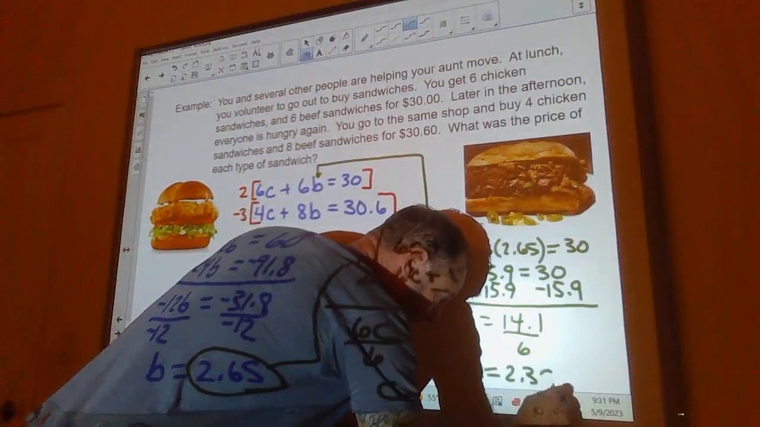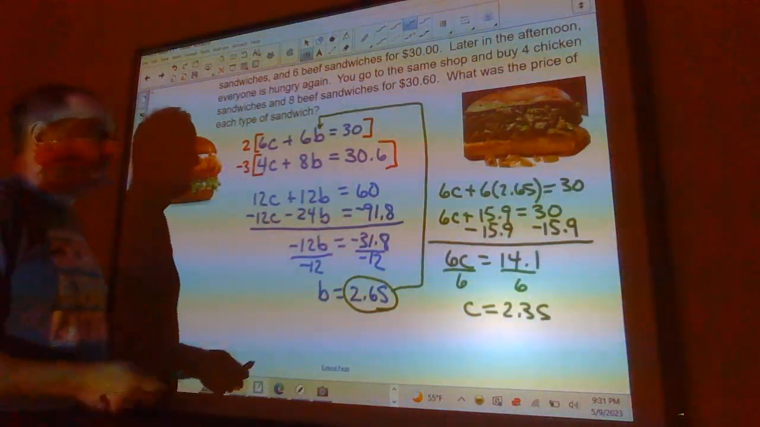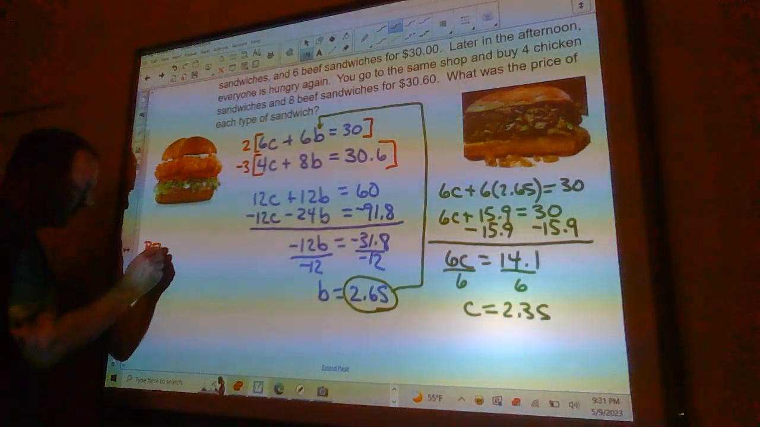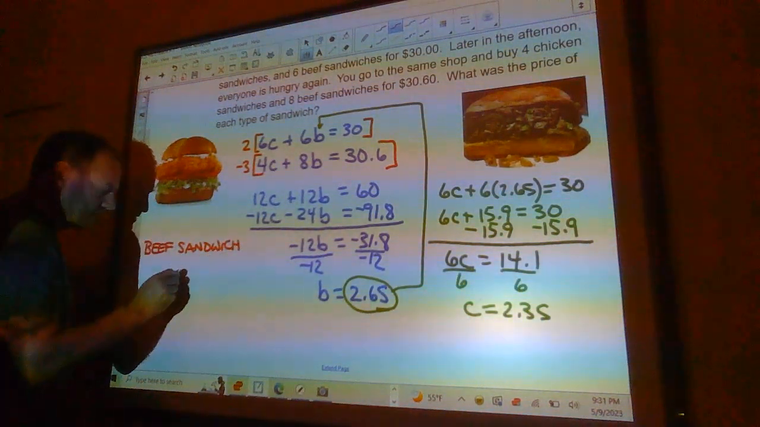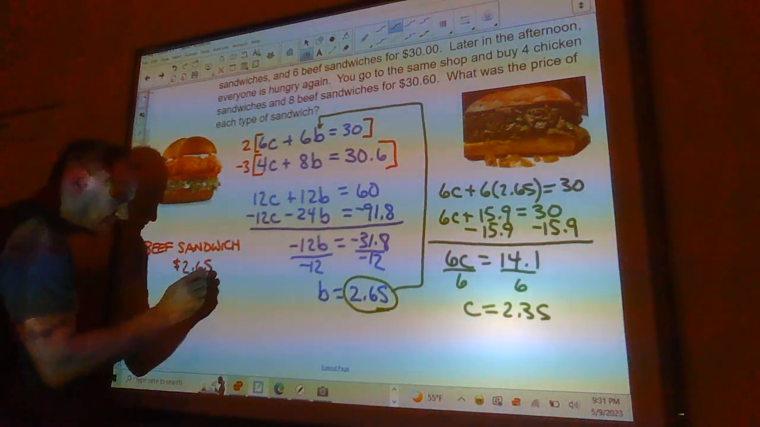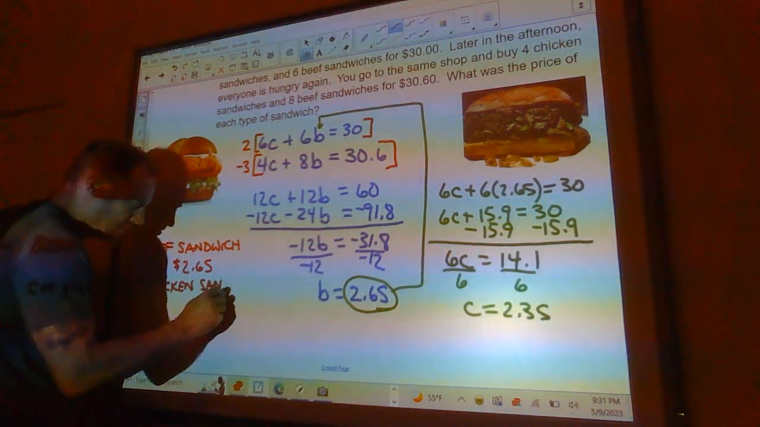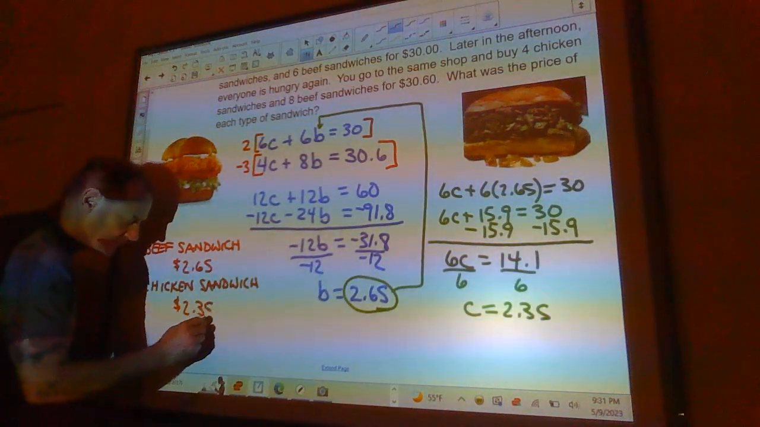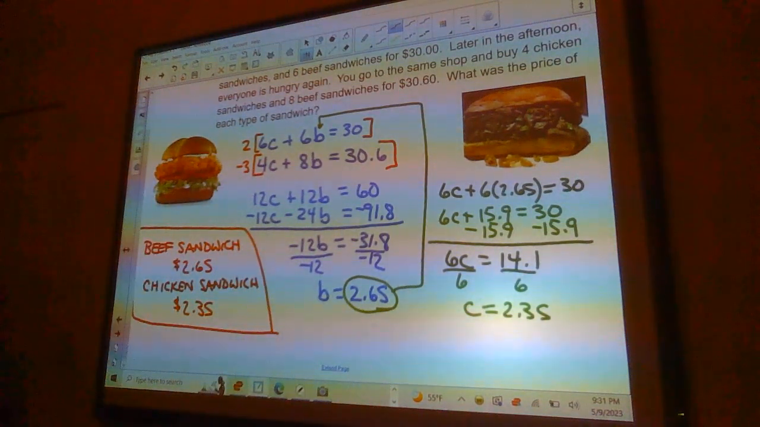Okay, so I've figured out the values. Now I just need to write down the answer. The beef sandwich is $2.65. The chicken sandwich is $2.35. And I am done. What a pretty problem that is.